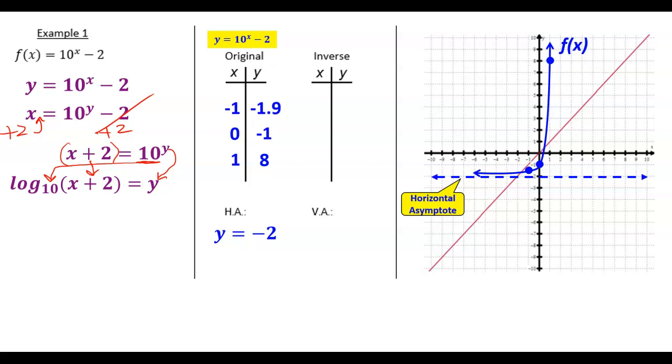Now, let me ask you, is y by itself? So we're ready to turn it back into inverse function form. Write it like this, please. f inverse of x equals this thing: log base 10 of x plus 2.